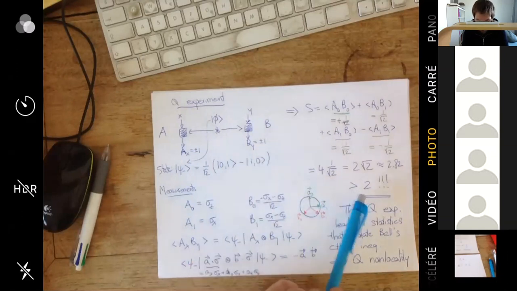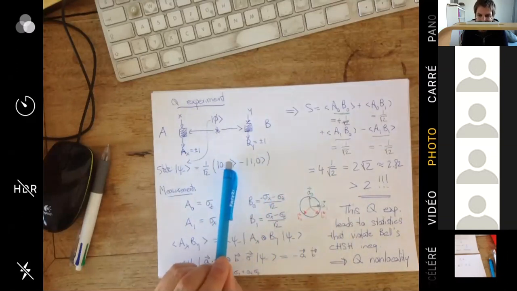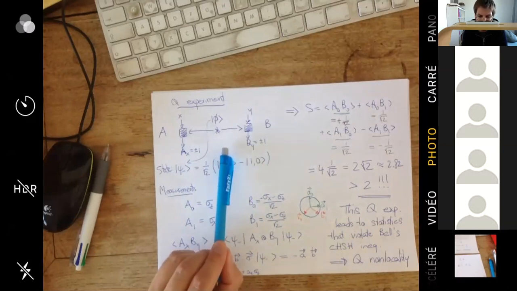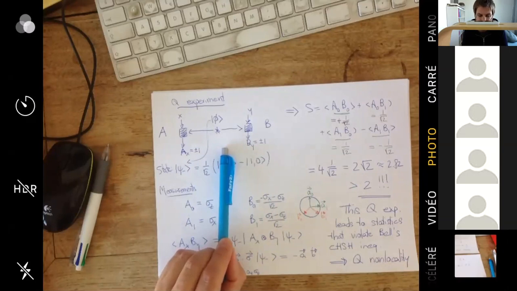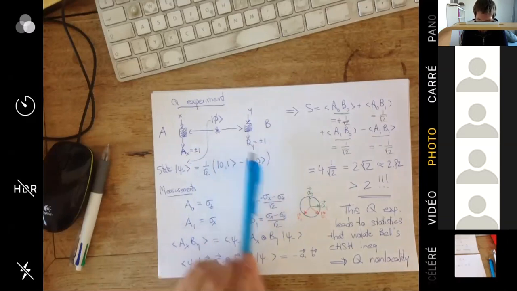It doesn't mean that quantum mechanics is the right theory. Of course, that would be impossible. There is no experiment that can tell you that a theory is correct. An experiment can only tell you that a theory is wrong if your theory doesn't explain what you see in this experiment, right? And this is what Alain Aspect's experiment is doing.